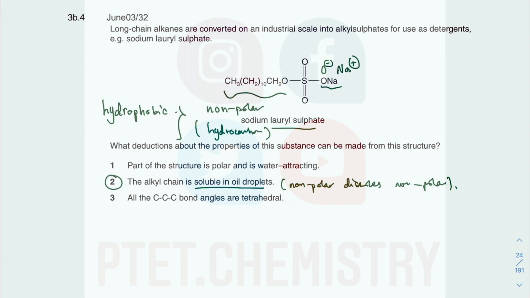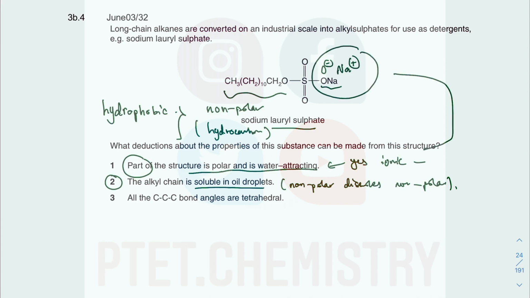So that's correct. Part of the structure is polar and is water attracting. Is that part? Yes. Ionic. This bit. Okay, it's actually an ion-dipole bond. So 1 is actually correct.